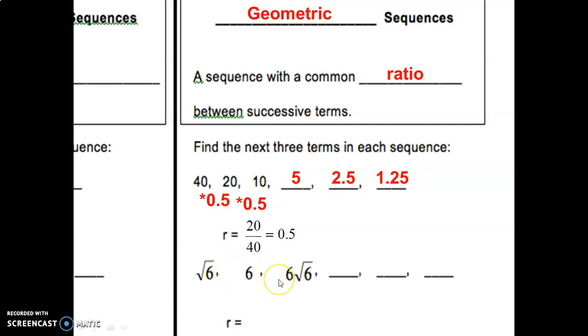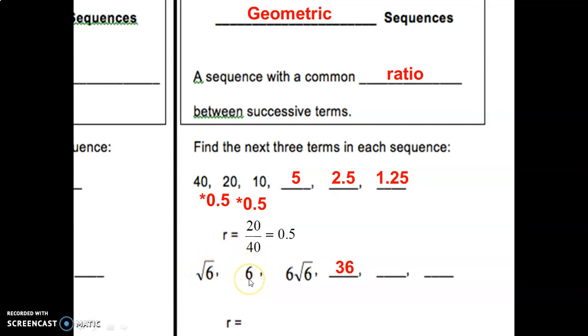Let's look at the next one. This one's a little tougher to see maybe, but again, if you try the rule of dividing this one by the previous one, or this one by the previous one, we should be able to get the common ratio. In this case, you may have noticed that to get from root 6 to 6, you can multiply root 6 by root 6. Because when you multiply a root of something by the same root, you end up with the roots canceling each other and just what's inside the root. So again, root 6 times root 6 gives us 6.